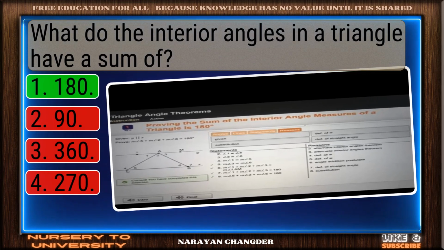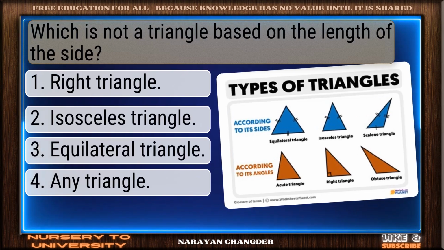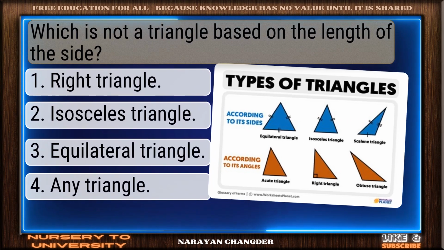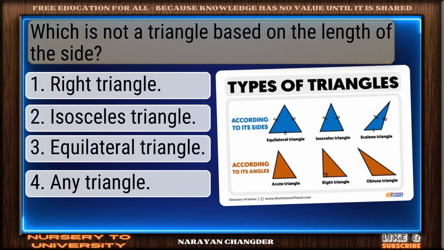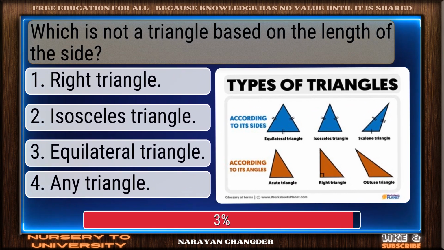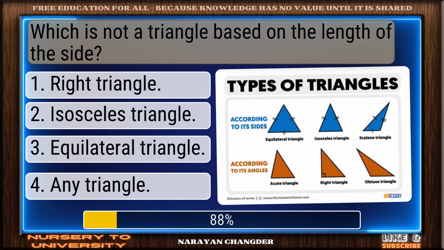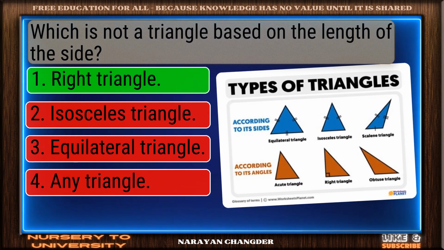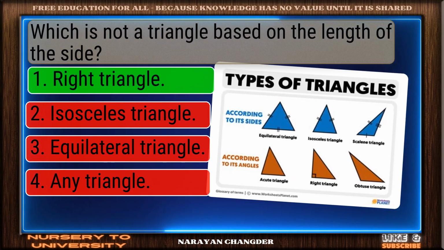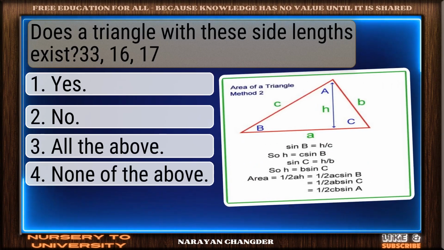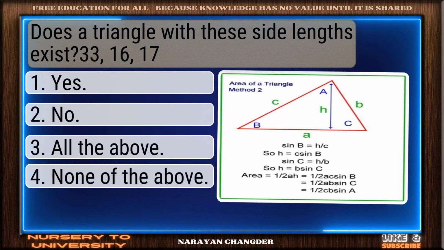Valid point. 180 is true. Question number 81. Which is not a triangle based on the length of the side? Well done. Right triangle is the right choice. Question number 82. Does a triangle with these side lengths exist?